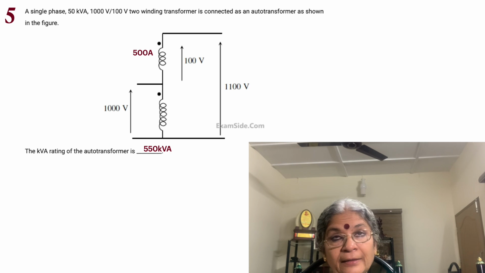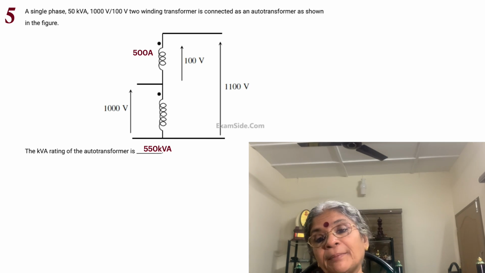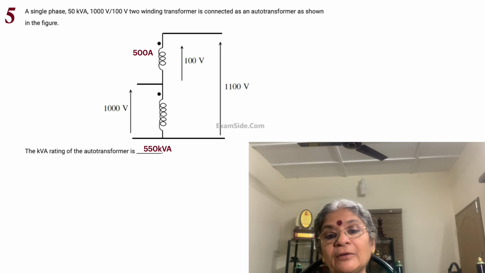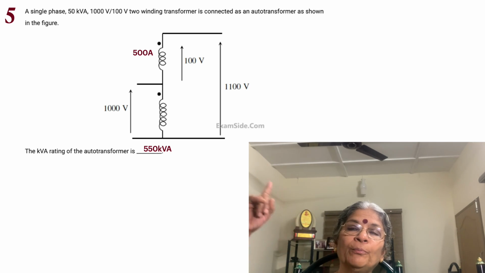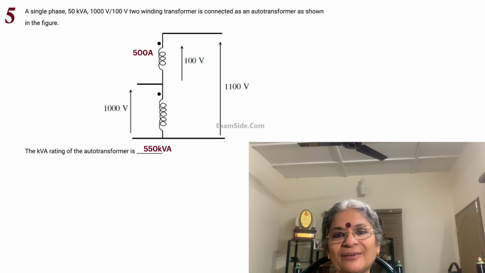We had a construct of 1100 volts, and then 50 kVA divided by 100 volt will give you 500 amps. And that 500 amps multiplied by 1100 volts will give you 550 kVA. So from a 50 kVA you magnify it to a 550 kVA. So that's the utility of an auto transformer. More auto transformers are in the making.